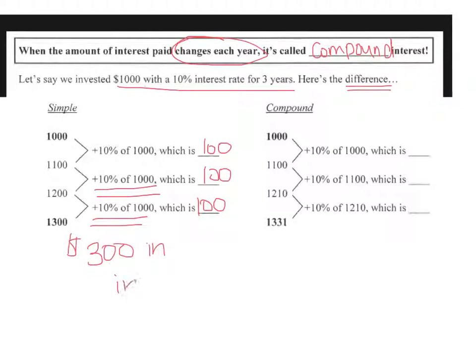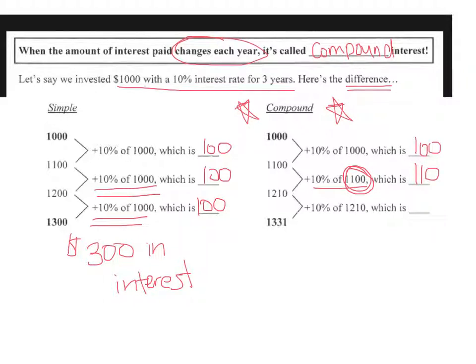So our total interest on this simple interest problem for 3 years would be $300 in interest. If we have the same investment, $1,000 with a 10% interest rate, and we look at compound interest, we're going to get paid interest for our interest. When we invest $1,000, 10% of 1,000 was $100. So now we would have $1,100, and the next time we get paid interest, we get 10% of $1,100. 10% of $1,100 is $110.